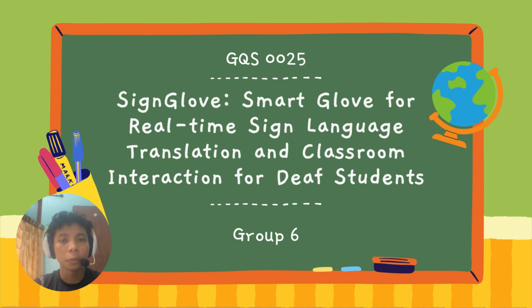And we are going to present about our assignment that is to develop assistive technologies for inclusive education. So, in this assignment, we decide to develop a SignGlove, which is a smart glove for real-time sign language translation and classroom interaction for deaf students.